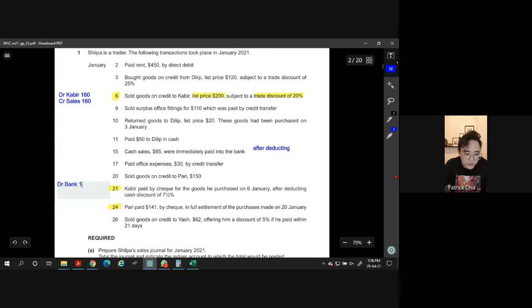So this one is obviously not 160. How much will we be getting? And how much is the discount? So there's a discount allowed here. And then the last one will be CR KB. When you see the word settle, paid for the things that they bought, at first KB owes us. When KB pays us, lastly we need one left, one right. KB was at first on the DR. So now KB doesn't owe us anything, right? So KB will be CR 160. Here confirm 161.